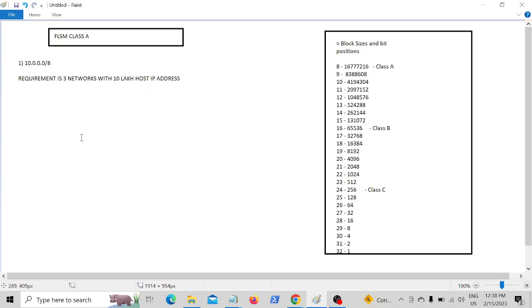So which will be the best bit position and block size, like we discussed yesterday? The requirement is three networks with 10 lakhs, so you have to choose class A. Class A bit positions are from 8 to 15, and these are the block sizes. For class B it's from 16 to 23, and for class C from 25 to 32. Now we are doing class A.